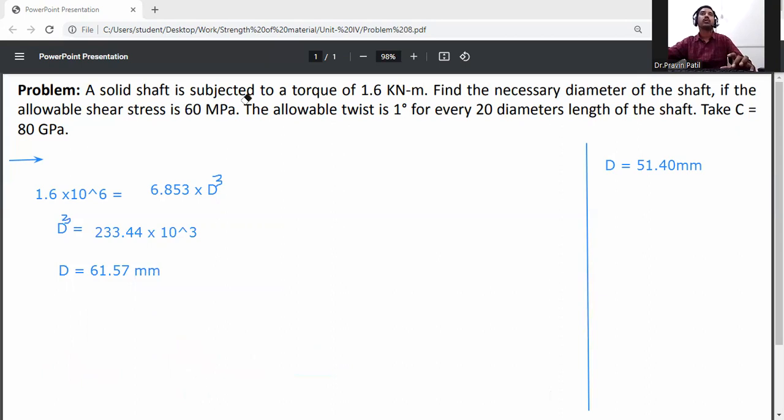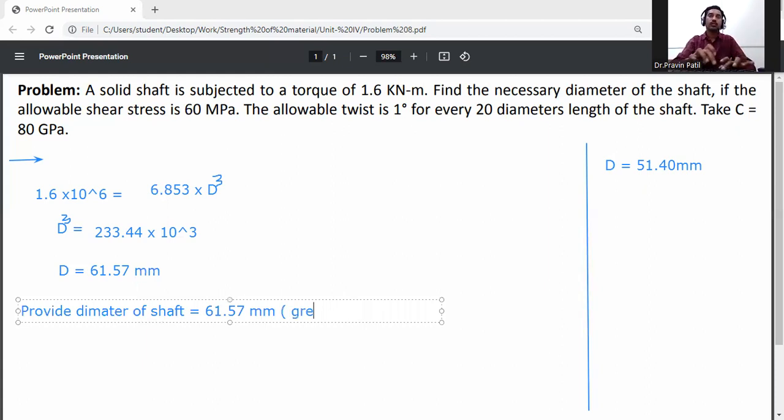Provide a diameter greater than these two. So the diameter of the shaft is equal to 61.57 mm, the greater of the two. This is the diameter of the shaft provided, one from the strength and one from the stiffness.